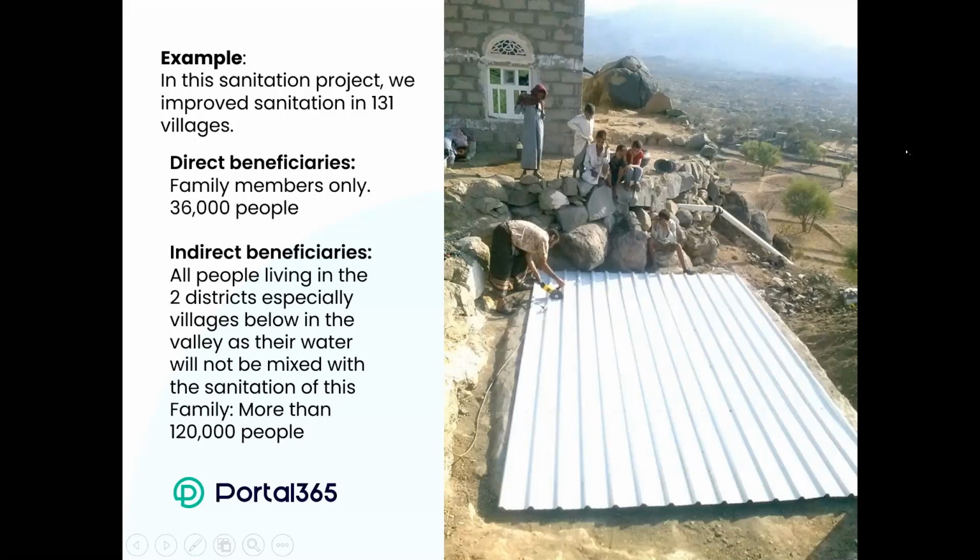So people living below this level will have their water sources infected because of the sanitation of the people living in higher villages, on the mountainous areas. So when we improve the sanitation of the mountainous areas, the people living below are usually indirect beneficiaries, because when we implemented the project, it was not meant to be implemented for them.